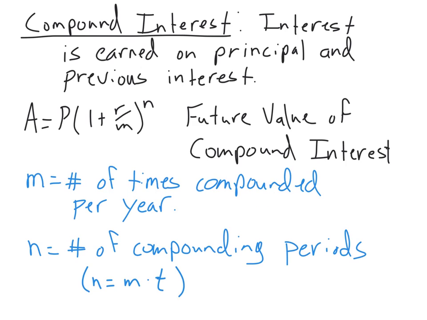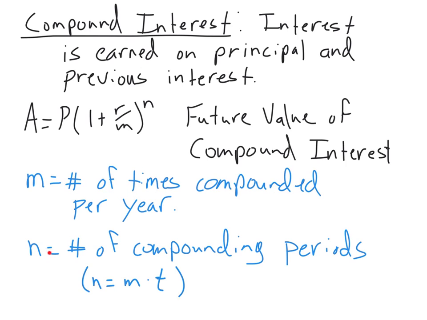So like I said, if it's compounded yearly, that's just 1 time a year. M would be 1. If it's compounded quarterly, 4 times a year, M would be 4. Monthly, M would be 12. And daily, M would literally be 365 because that's how many times it would be compounded per year.